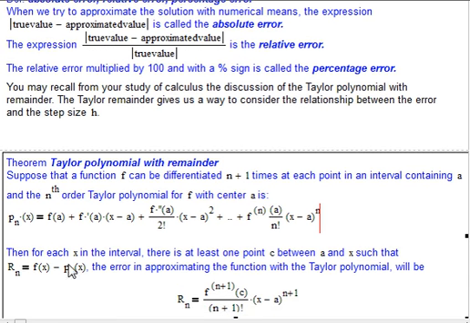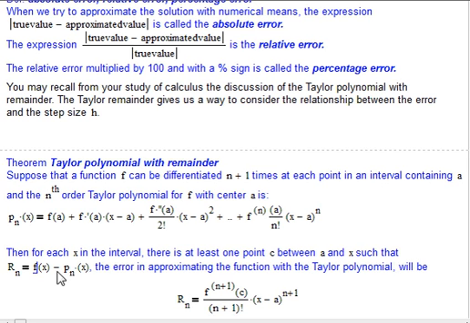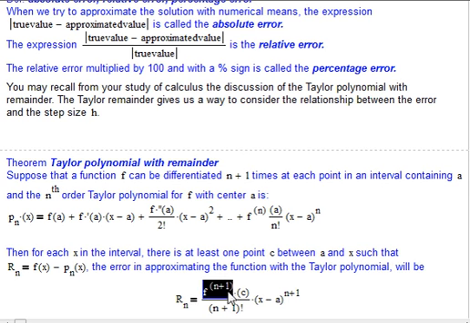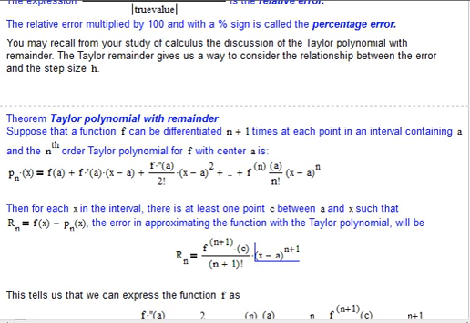And you might also remember that for each x in the interval, there is at least one point c between a and x such that the remainder, f of x minus p n of x, the error in approximating the function with the Taylor polynomial, is the n plus 1st derivative evaluated at c over n plus 1 factorial times x minus a to the n plus 1.